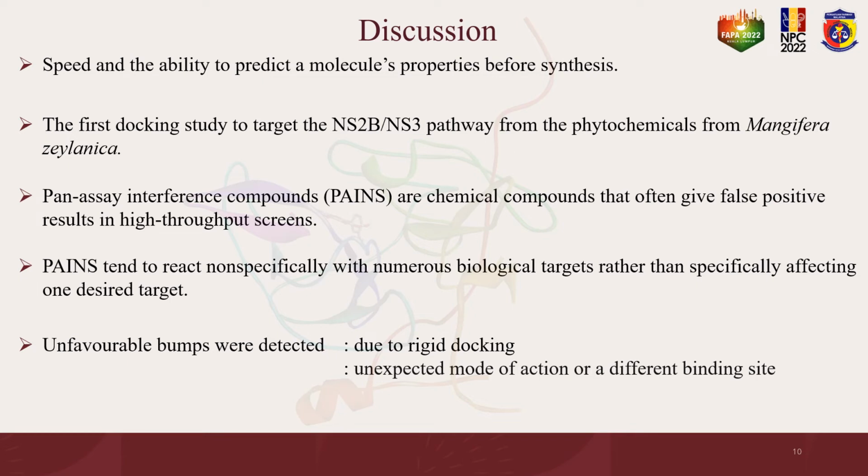PAINS, pan-assay interference compounds, are chemical compounds that often give false positive results in high-throughput screening. PAINS tend to react non-specifically with numerous biological targets rather than specifically affecting one desired target. Unfavorable bumps were detected in some of the phytochemicals. It can be due to rigid docking, unexpected mode of action, or a different binding site for that particular phytochemical.